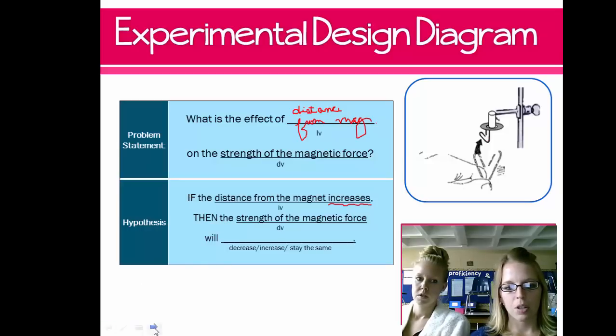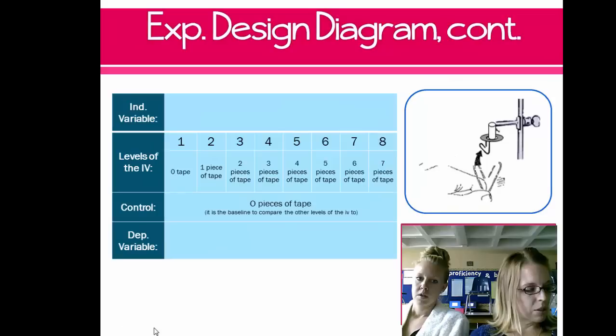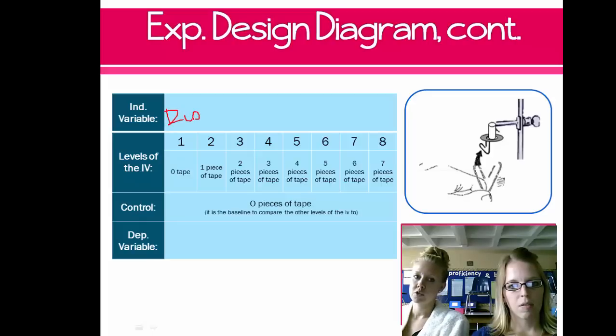Next, the independent variable. If you look at your hypothesis, we gave you a little cheat there. You should have already written this in your problem statement, so you have it twice on your sheet, and you should be able to pick this up really quickly now. Remember when we highlighted our experimental design diagrams? I said it's very redundant, that means repetitive. You'll be writing distance from magnet over and over again, because that's your IV. It's so important.